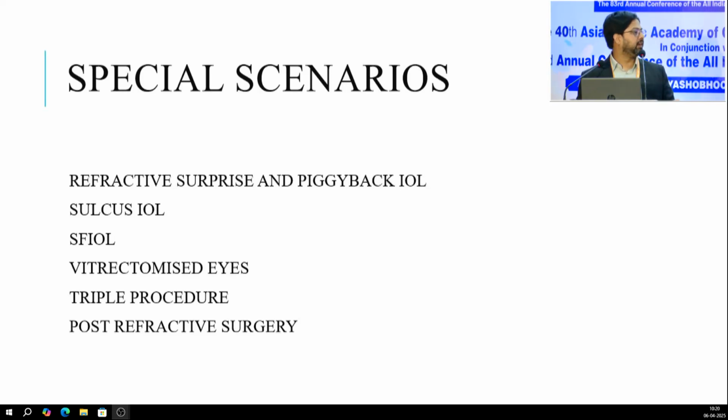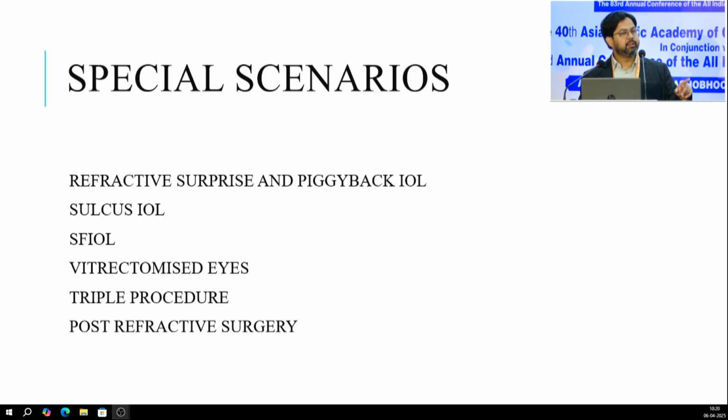If you have a PCR, you do an anterior vitrectomy, you have cleared all the vitreous, now you want to place a 3-piece IOL in the sulcus. So whatever power you have calculated for in-the-bag placement, what you need to do is, there's a rule of 9. For 0 to 9 diopters, you do not reduce any power.